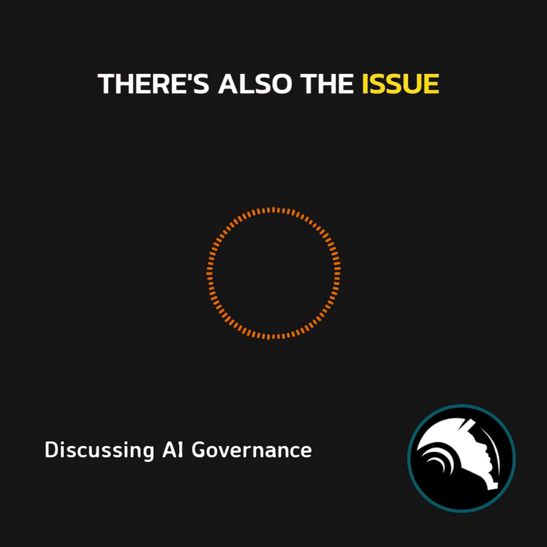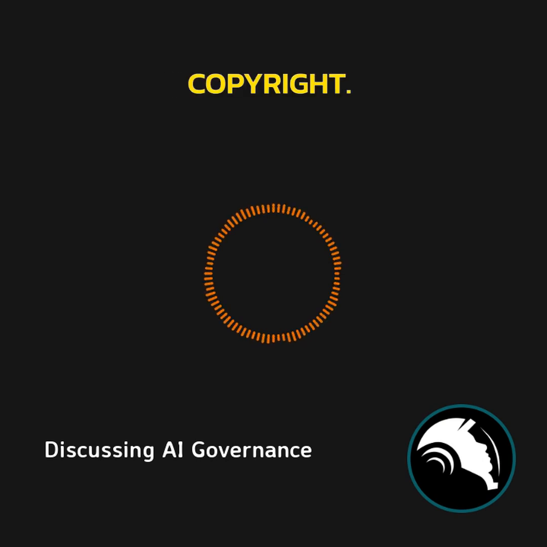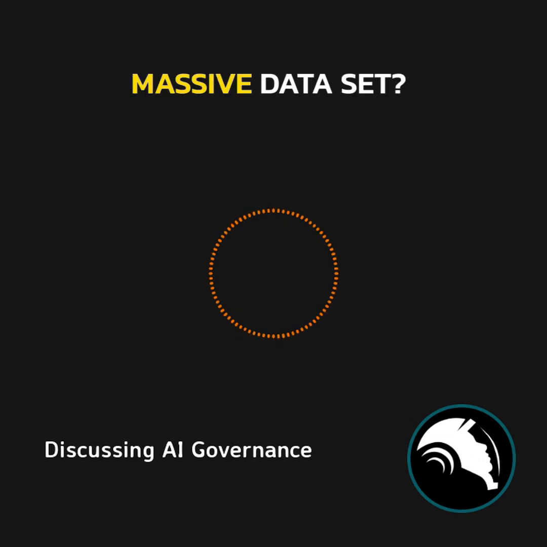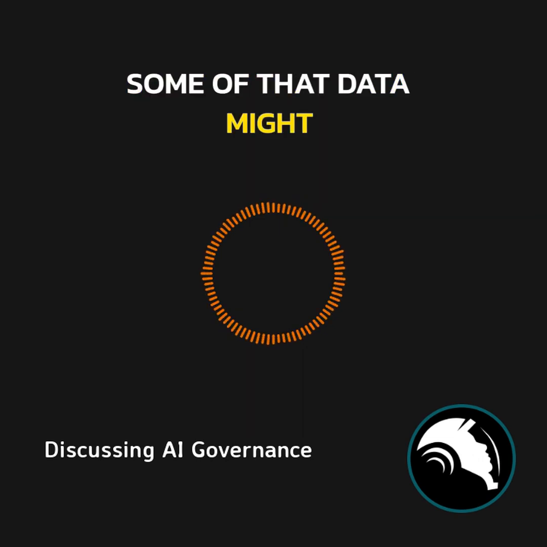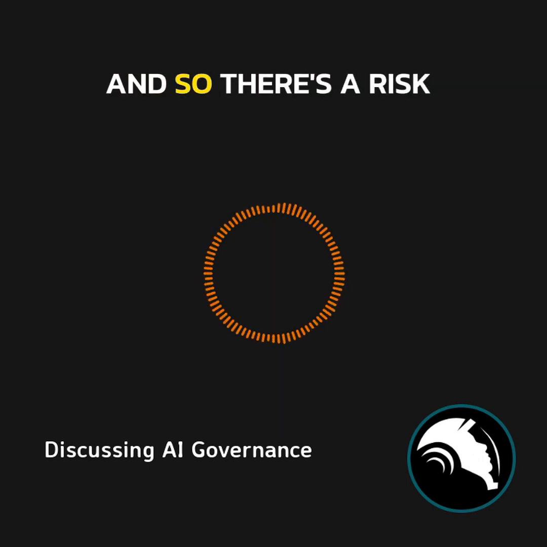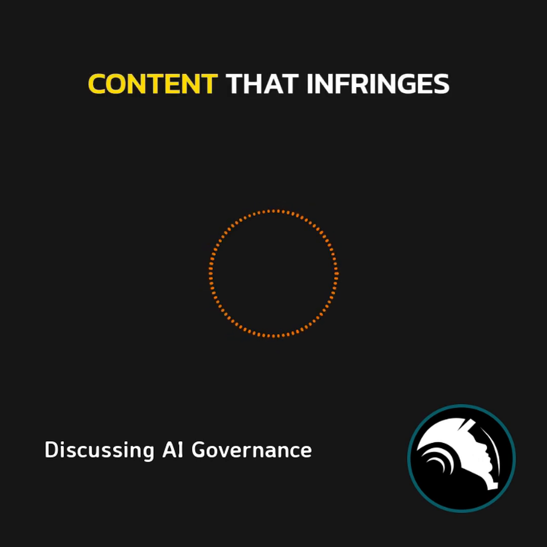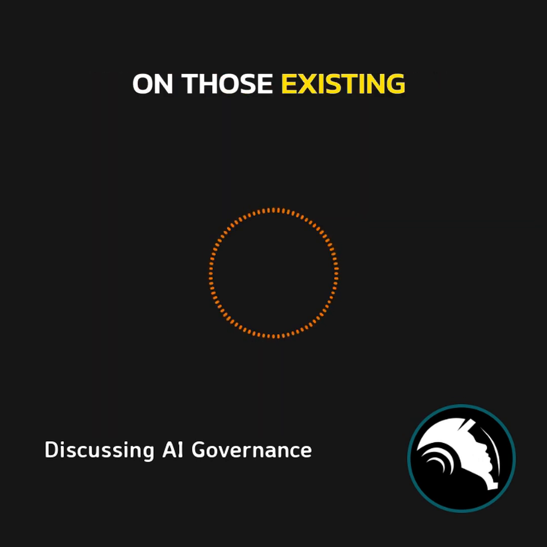Well, there's also the issue of copyright infringement. Copyright. How does AI play into that? Well, remember how AI models are trained on these massive data sets? Some of that data might be protected by copyright. And so there's a risk that AI could generate content that infringes on those existing copyrights. Like, imagine a musician finds out that an AI has created a song that sounds almost exactly like one of their own. Oh, wow. Yeah, that's tricky.